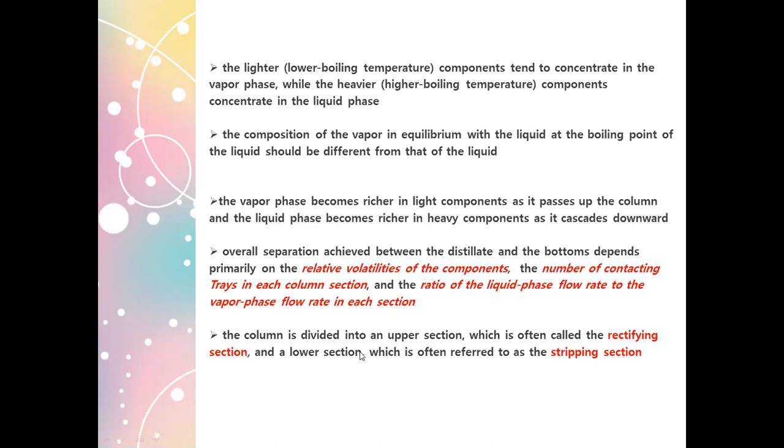So the column is divided into an upper section, which is often called the rectifying section, otherwise known also as the enriching section, and the lower section, which is referred to as the stripping section. So your column, again, has two sections, the rectifying or enriching section and the stripping section.